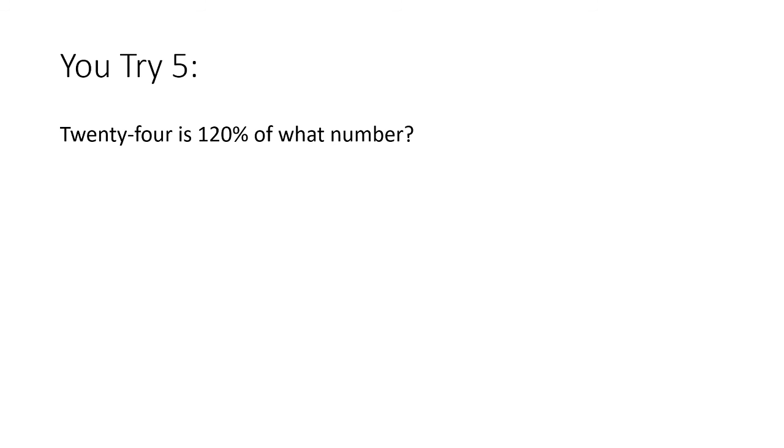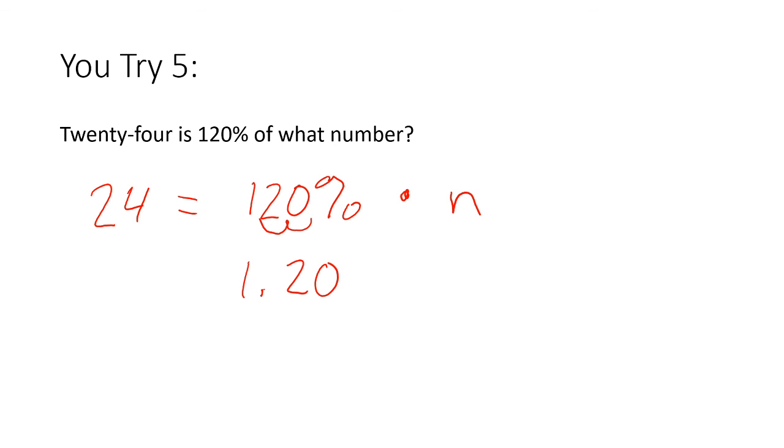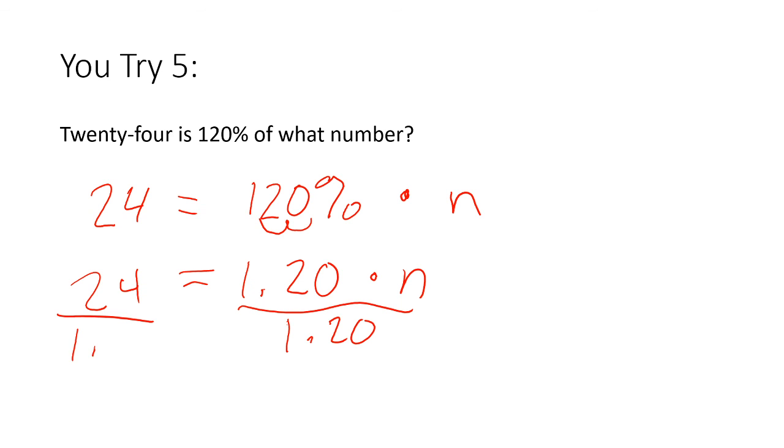Now that you've tried it on your own, let's do this last one together. 24 is 120% of what number? So I'm going to convert my percentage into a decimal. 1.20 times n is equal to 24. Divide both sides by 1.20. And 24 divided by 1.20 is 20. So 20 is equal to n.